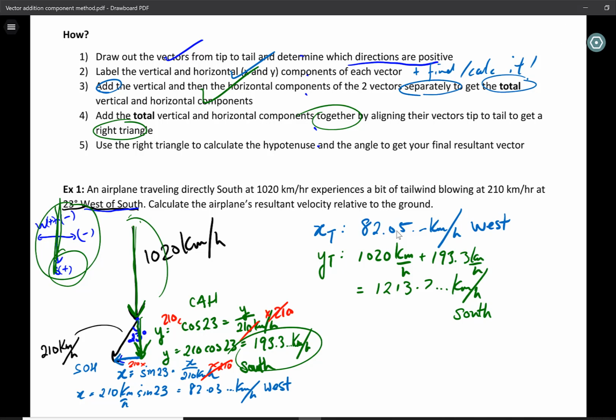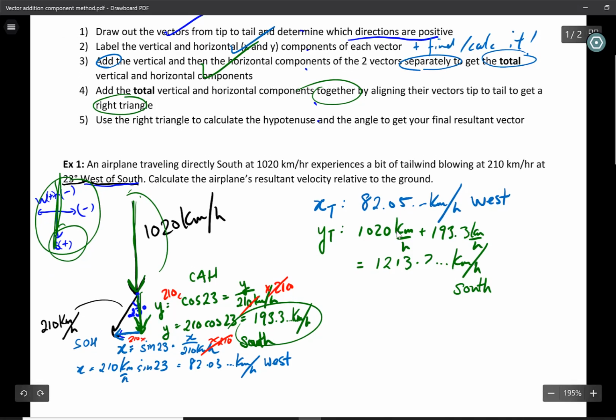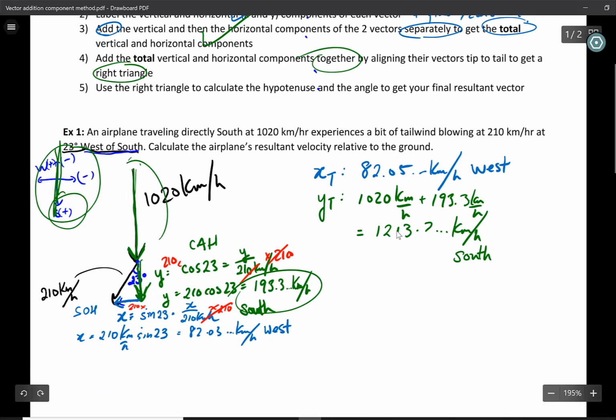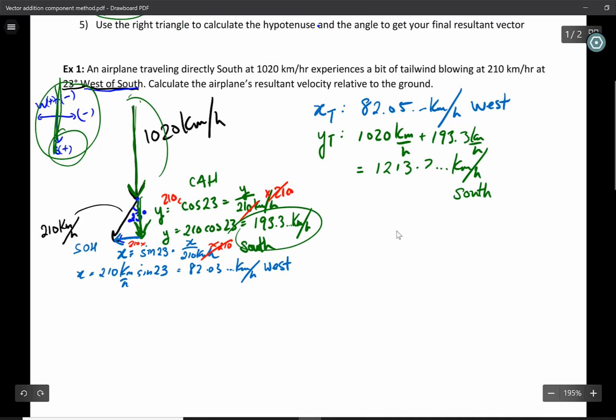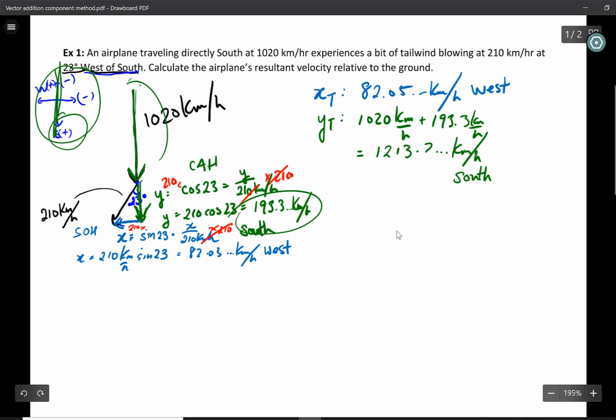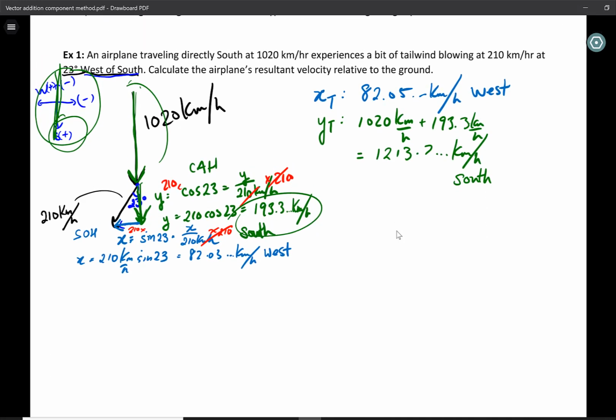So this is exactly like the last video where we took two vectors and we added them together tip to tail to form our right triangle. So now after breaking everything down, we've gone back to the basics again. Okay, so let's do that. But first we need to draw them out. So let's draw our vector here. We have our y direction going south. So I'm going to draw this here.